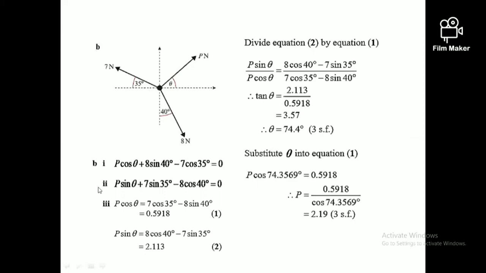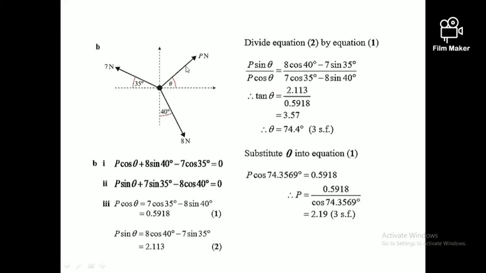Right, okay. Then if you consider the horizontal components, P cos theta plus 8 sin 40 minus 7 cos 35 equals 0. If I repeat it, P cos theta, 8 sin 40, 7 cos 35 equals 0. One equation. If you take the vertical forces, P sin theta plus 7 sin 35 minus 8 cos 40 equals 0.